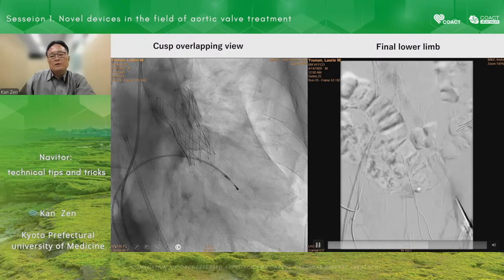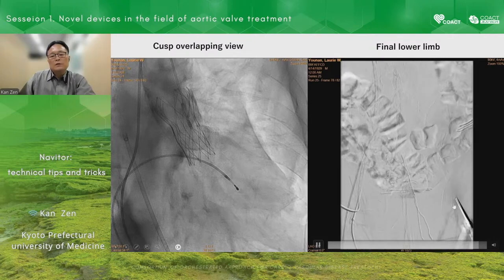As you can see in the right movie, the lower limb artery is quite small, but the hemostasis is completely and successfully checked.